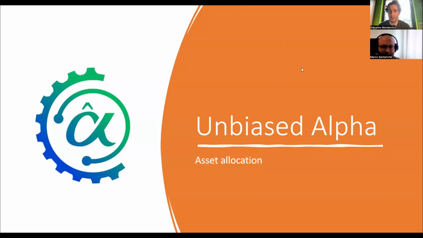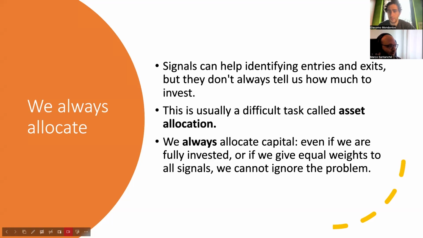Thank you, Giacomo, and hi, everybody. This is the third episode for Systematic Strategies. We are currently discussing asset allocation, which is the natural next step after trading signals, which was the previous episode. Trading signals are normally used for identifying entries and exits for our strategies, and sometimes even the size or confidence we have in these strategies. But asset allocation is normally what we actually do for allocating capital towards different signals or assets.